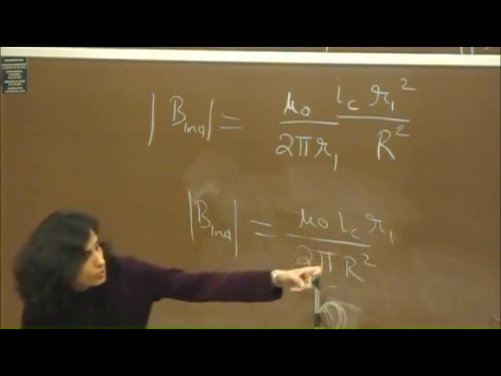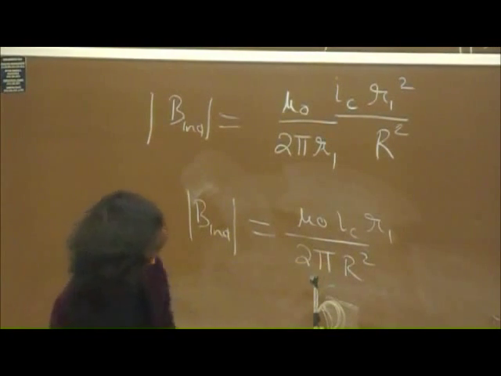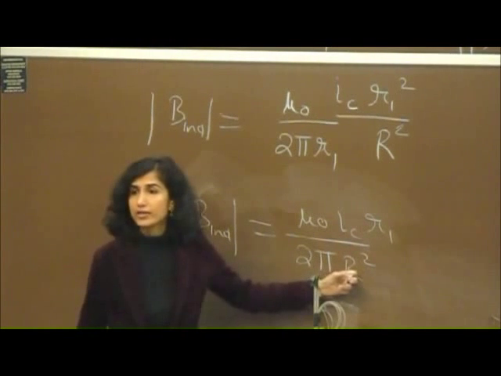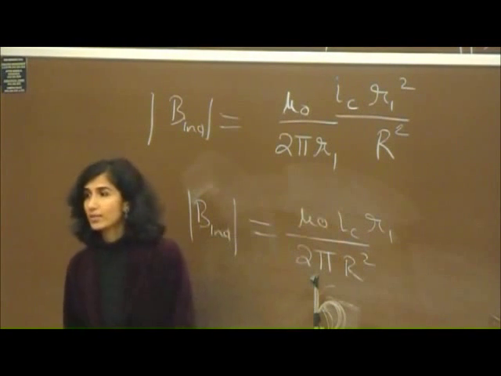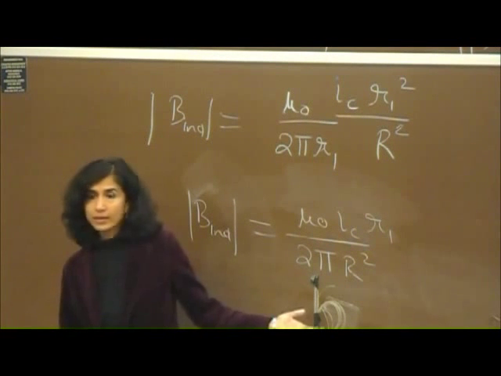I_C is given to us to be half ampere. R1 is given to us to be what? 1 centimeter. And capital R, the radius of the plate, is given to us to be 5 centimeters. All you have to do is plug in and you have the answer, right?